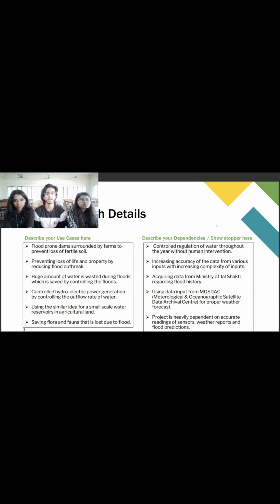Our project will work at its optimum level when all the sensors and weather reports are accurate to the highest degree.